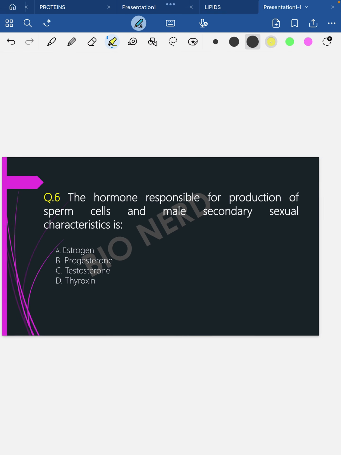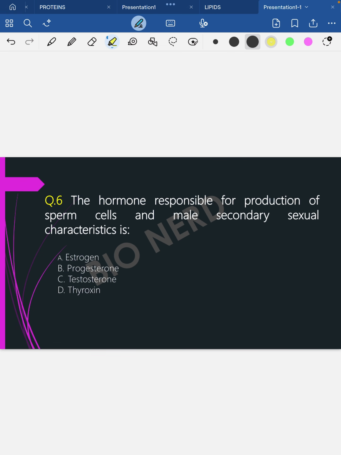Question number 6. Hormone responsible for the production of sperm cells and male secondary sexual characteristics. Very easy MCQ. Testosterone, you know very well, it is responsible for the male secondary sexual characteristics, and it is also responsible for the formation of sperm. So Charlie will be the right option here.